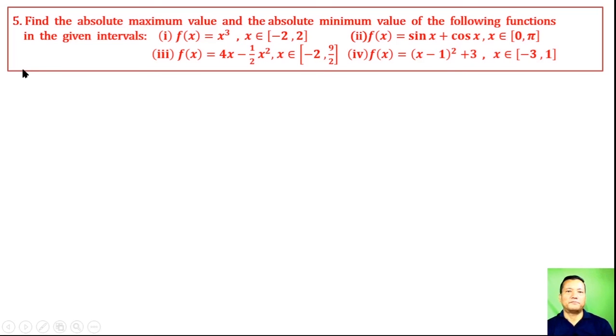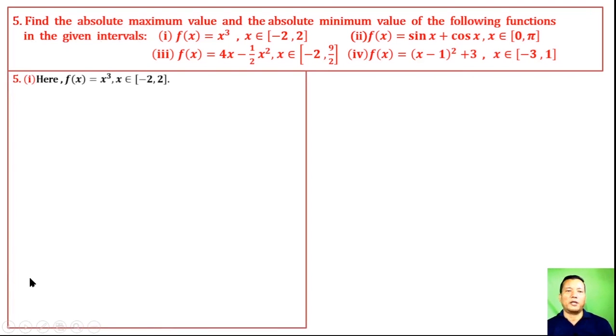Question number 5. Find the absolute maximum value and absolute minimum value of the following functions in the given intervals. For Roman number 1, f(x) is, whose derivative is 3x square. For critical points or for extreme points, f'(x) equal to 0 gives x equal to 0.